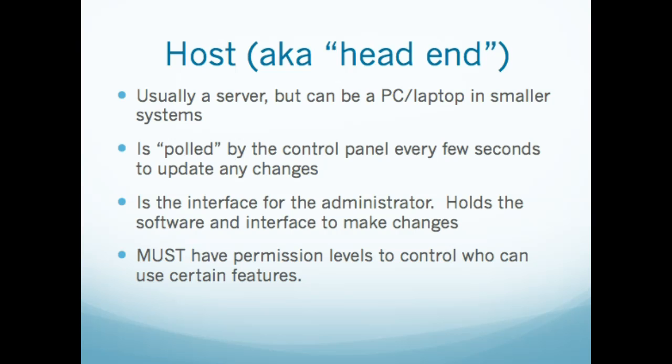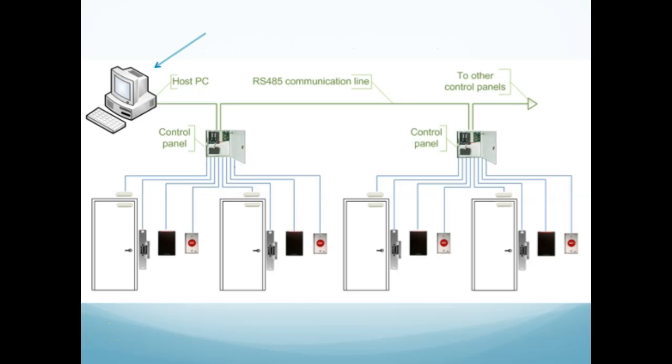You don't want everybody to be able to turn doors on and off for people, open and close doors remotely, right? You must have permission levels to control who can use certain features on your host. That's the place you do it. All of the permissions are granted at the host and then fed to the control panels. Back to our simple diagram. There you go. The host talks to the control panels. Control panels talk to the host. This is a two-way communication.